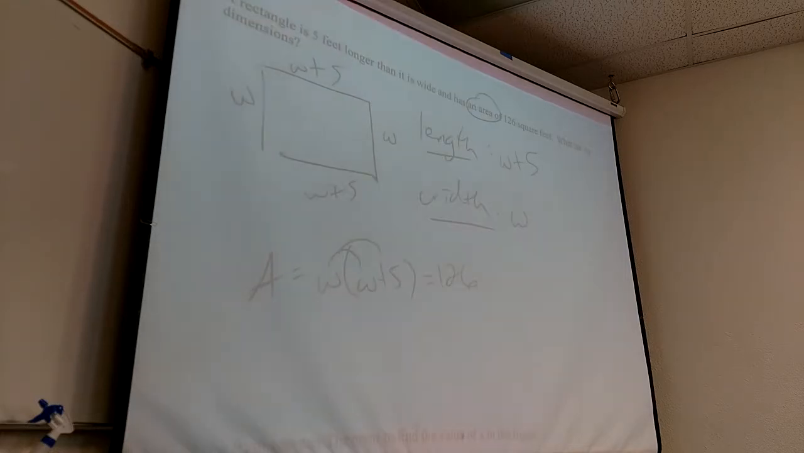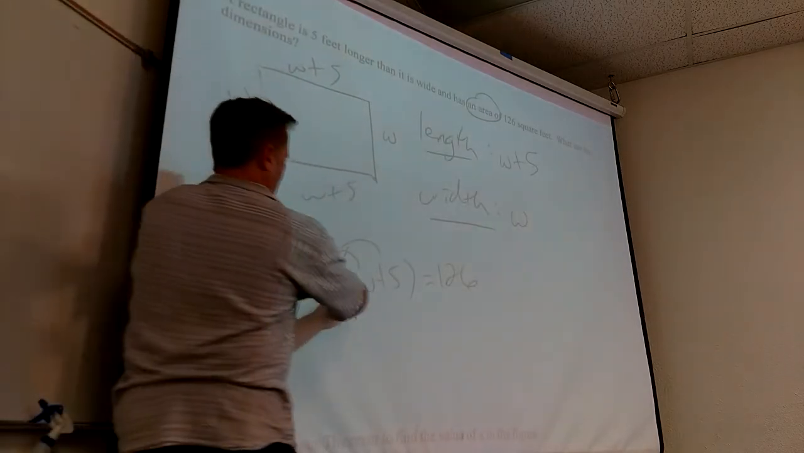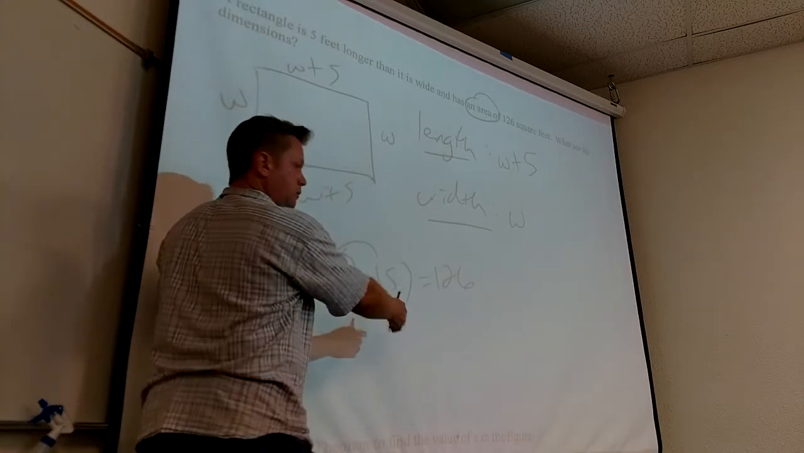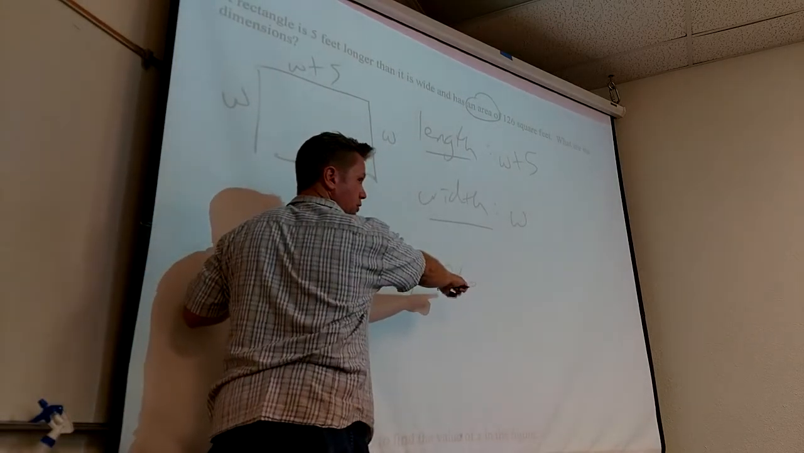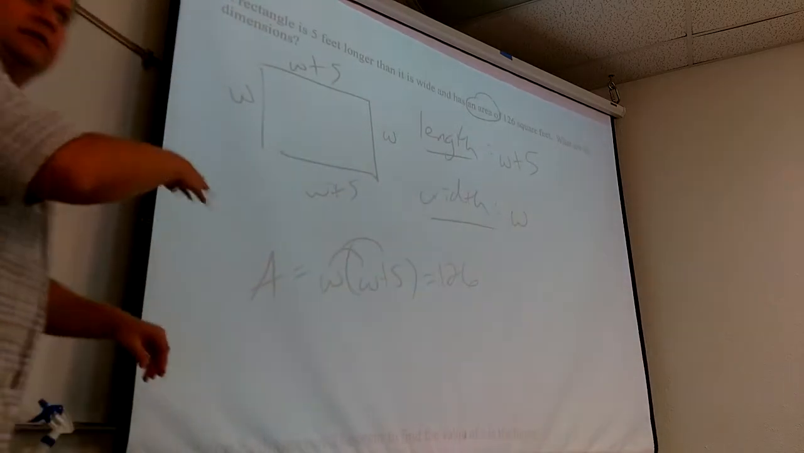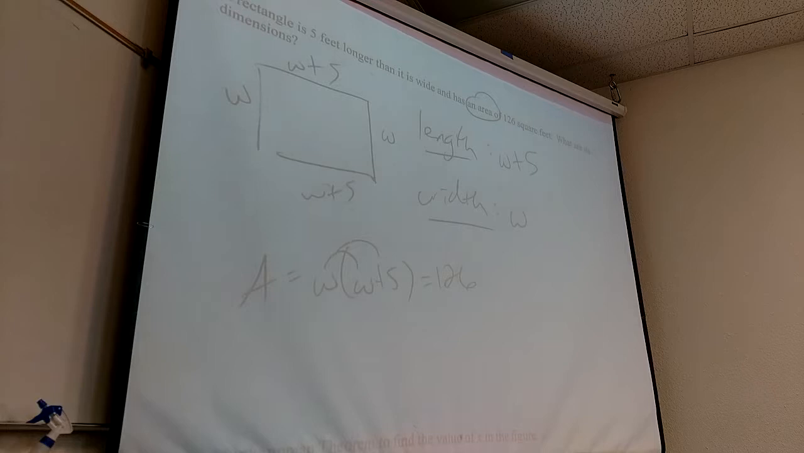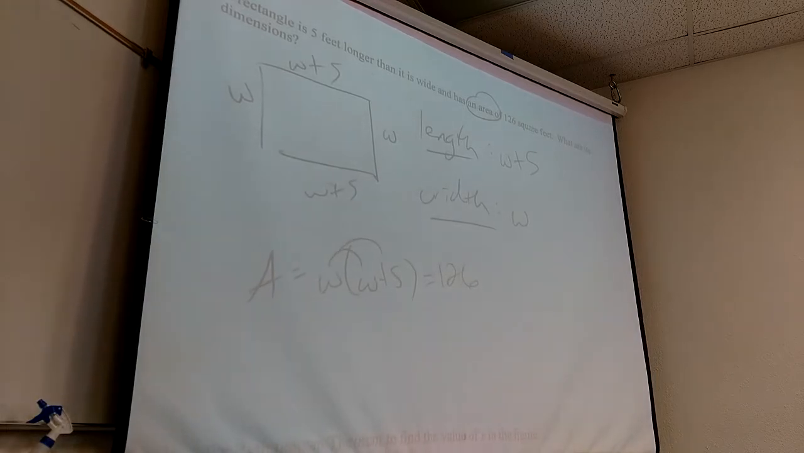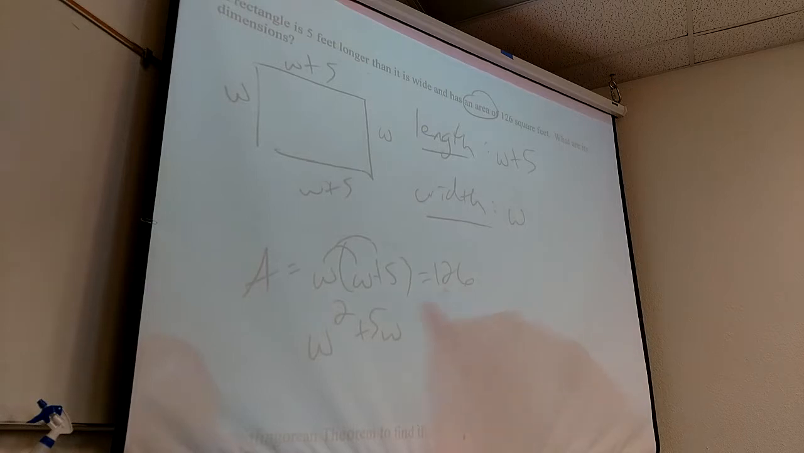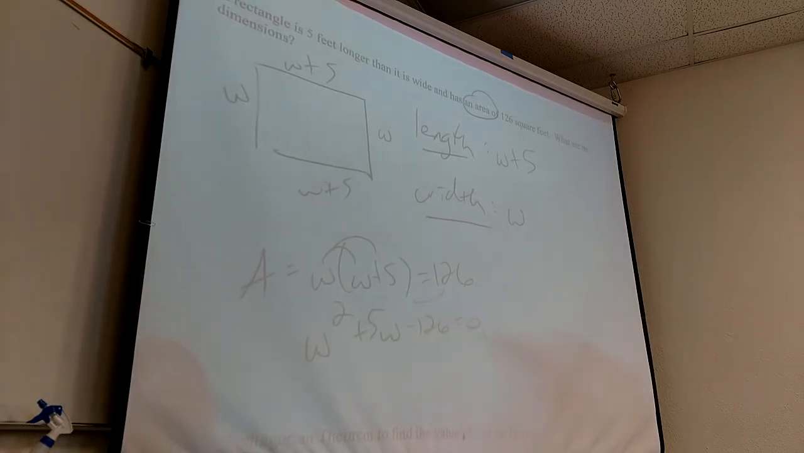Now notice something. This is really evil. Do you see how this is factored? Isn't this factored? But it's equal to 126. So I better multiply it out, suck the 126 over, right? Make it 0 and then factor it. It's almost like it was factored too early. So multiply that back out, and then I can subtract the 126 over.